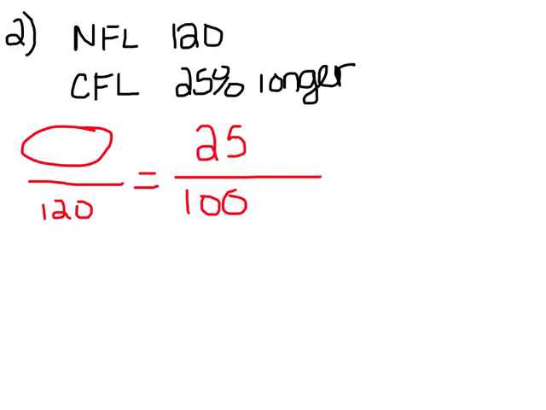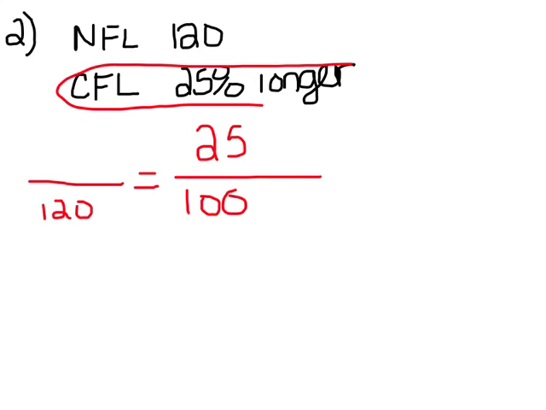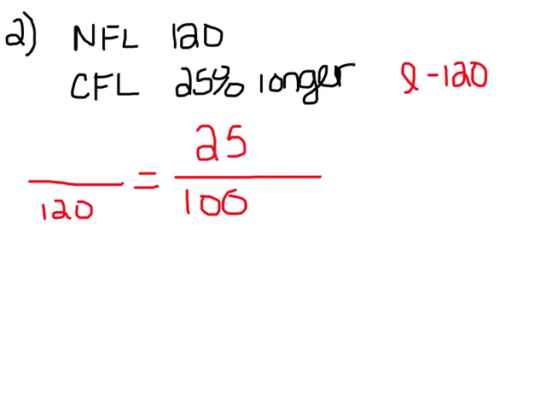Right here, for our change, we'll have to put an expression. Now, we normally find change by taking our larger number and subtracting our smaller number. So we're going to set our larger one, since we don't know what it is, as L. The CFL fields are L, and the NFL is 120. So the change would be L minus 120.